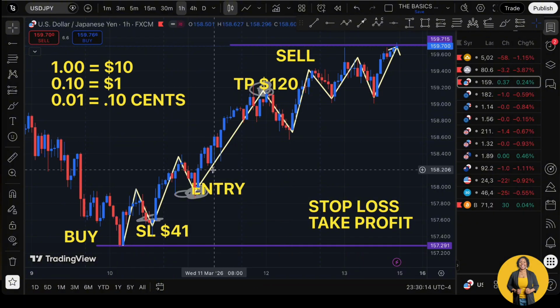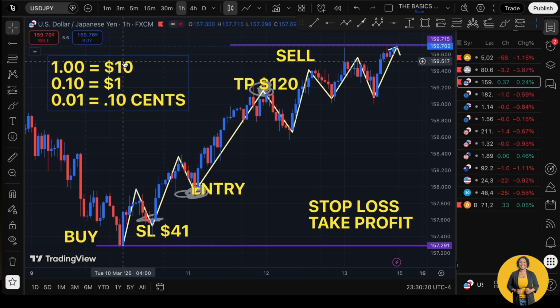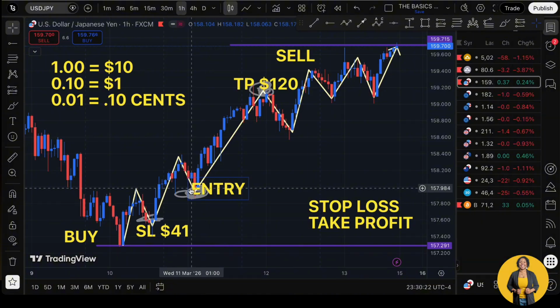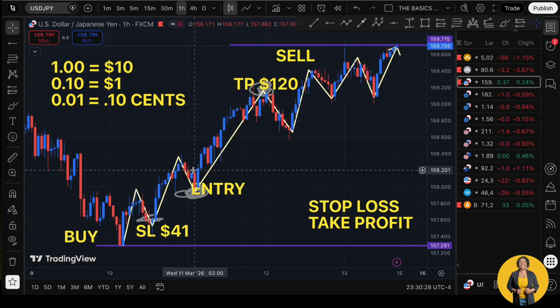Okay, do the math. Pause the video, do the math on your calculator. Again, 120 times 10 and 41 times 10. So all of this can change based on the amount that's in your account. And that's where people always wonder, well, how do I make the money, right? You have to load your account with a certain dollar amount.